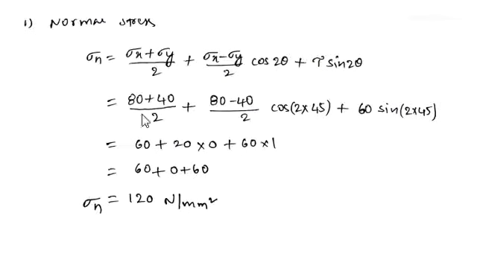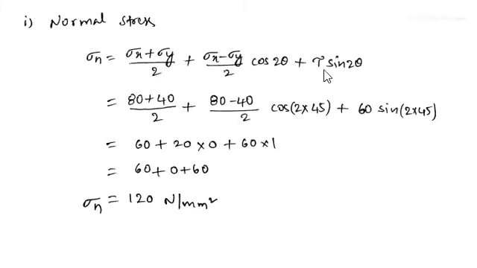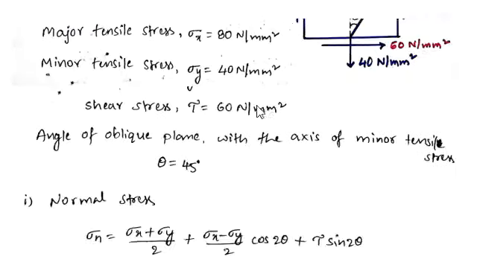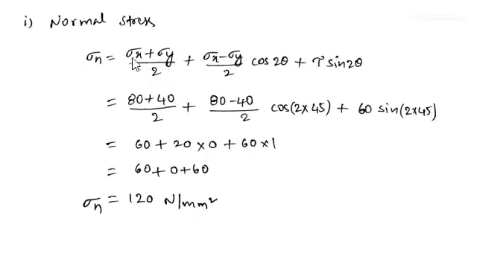So anyway, here we have to find out normal and shear stresses. First of all, if you see the normal stress, this is the formula we have seen. Here just substitute the values we have taken: sigma x is 80 and sigma y is 40, by 2, plus sigma x 80 minus 40 by 2, and theta value 45. So it is cos 2 into 45, plus tau is 60 given, and sine 2 into theta value 45. When you simplify here, this will be 60 plus this will be 20, and cos 90.